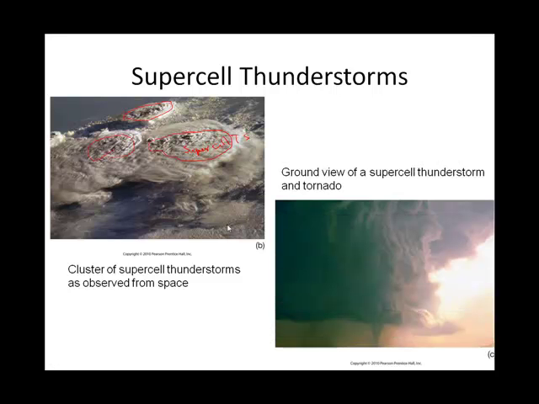And this is what it might look like on the ground as it's approaching you. Now remember, whether you're going to see the overshooting top or the anvil or that sort of thing depends upon your perspective. If the cumulonimbus cloud is right on you, you can't get perspective. So clearly, I don't know if you can see this from your vantage point, but that is a tornado.